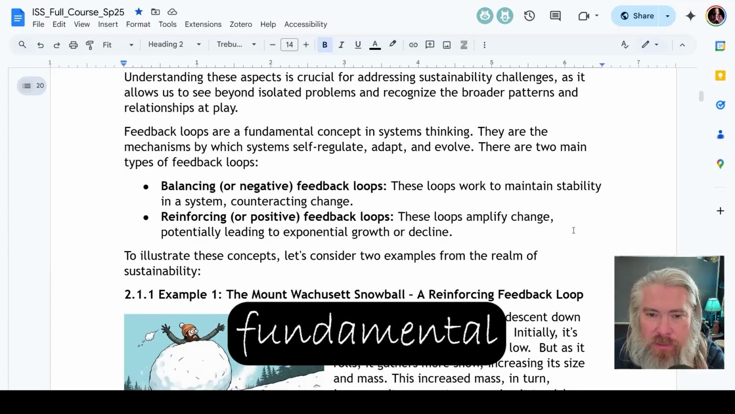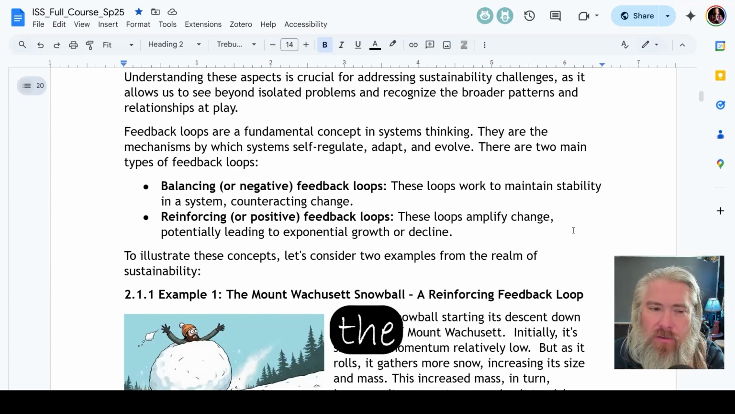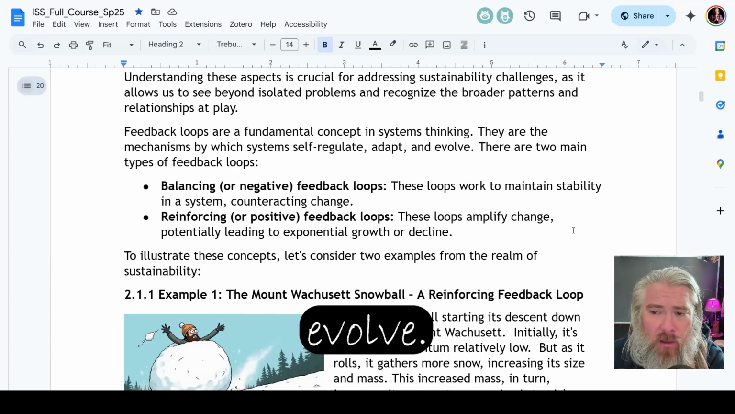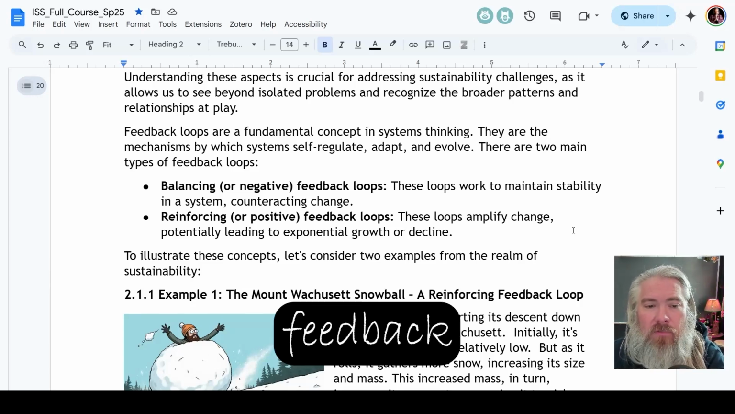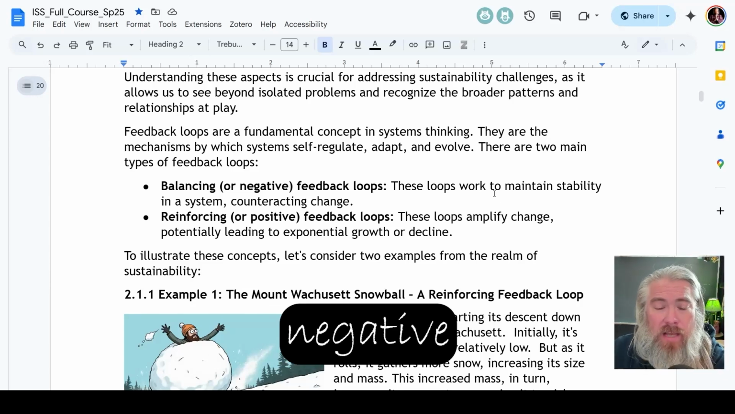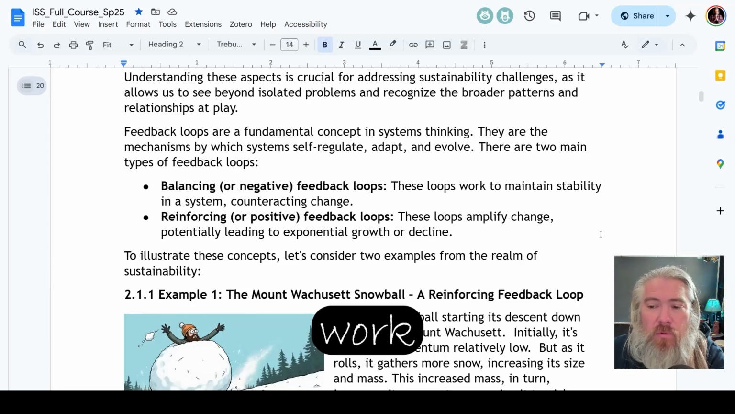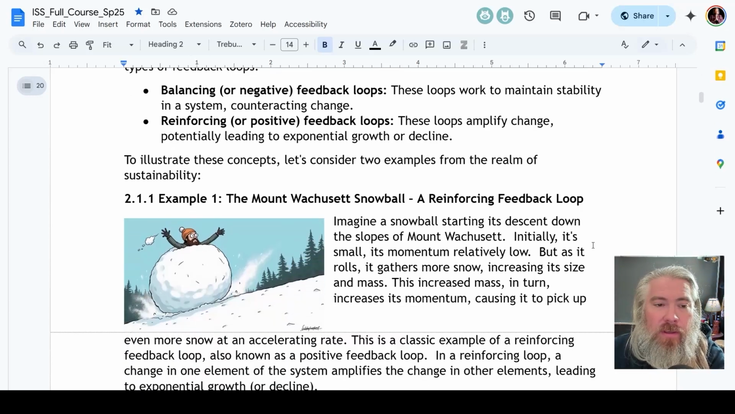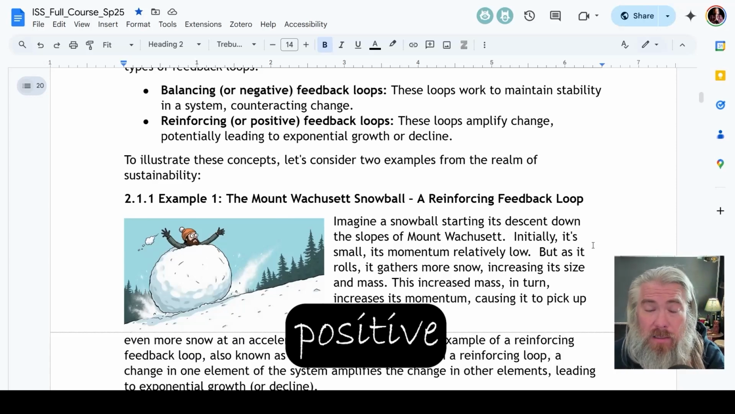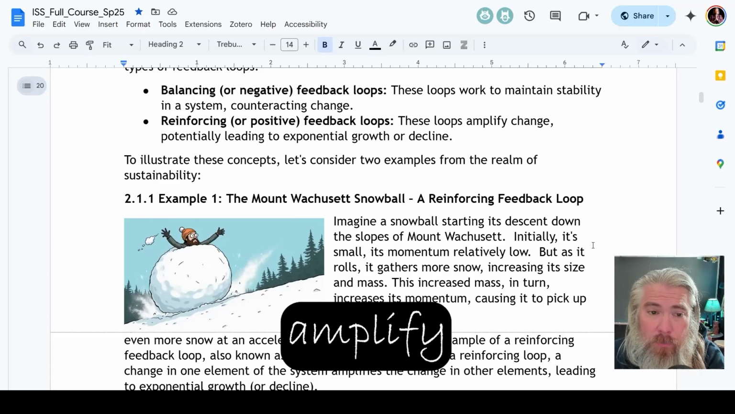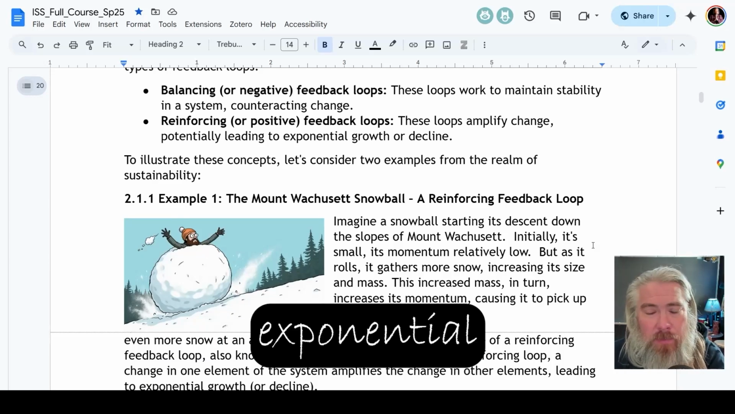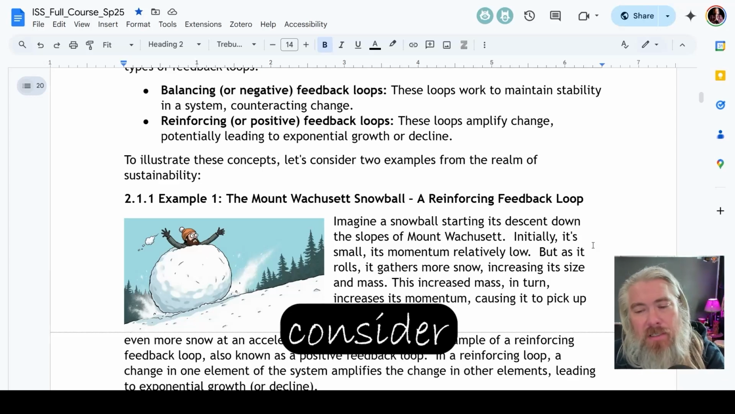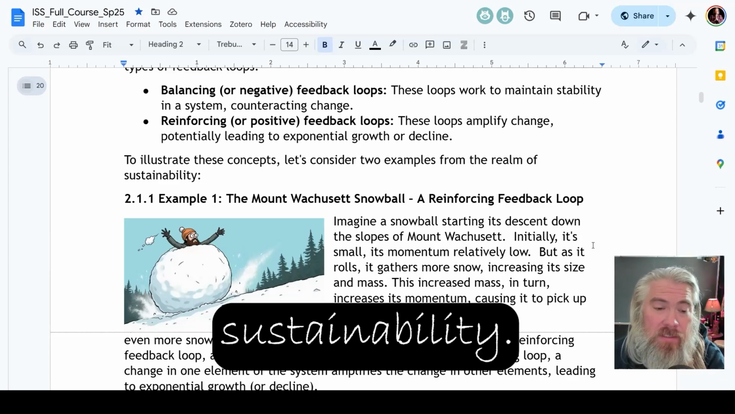Feedback loops are fundamental concepts in systems thinking. They are the mechanisms by which systems self-regulate, adapt, and evolve. There are 2 main types of feedback loops: balancing or negative feedback loops. These loops work to maintain stability in a system, counteracting change. Then there's reinforcing or positive feedback loops. These loops amplify change, potentially leading to exponential growth or decline. To illustrate these concepts, let's consider 2 examples from the realm of sustainability.